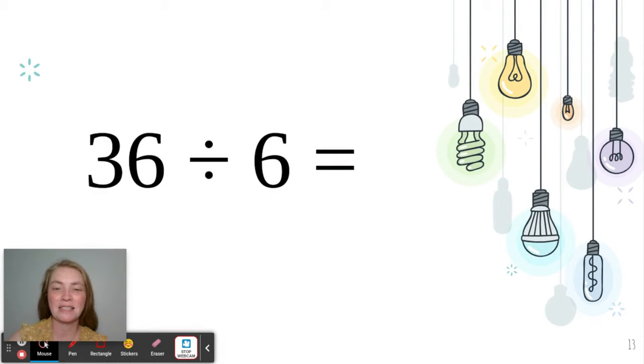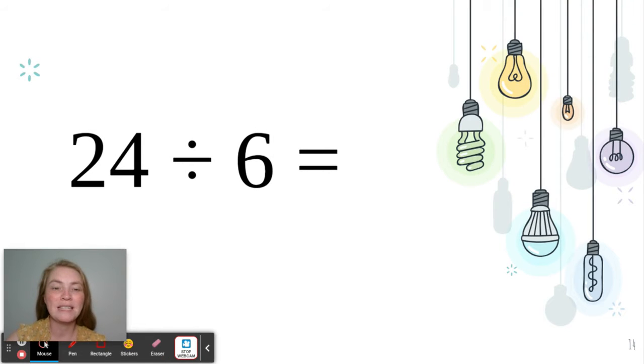36 divided by 6 is equal to the same amount of light bulbs that's on this page. The answer is 6. 24 divided by 6 is equal to 4.